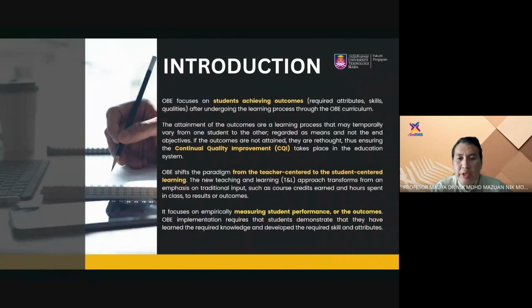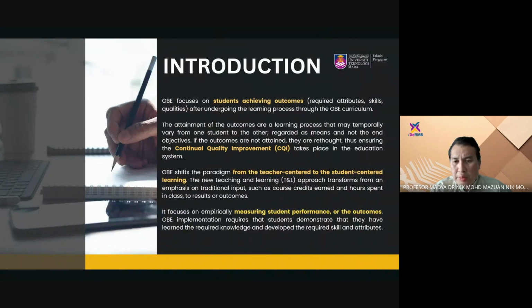Okay. So as I mentioned just now, OBE shifts the paradigm from teacher-centered to student-centered learning. So the new methods in teaching and learning are more on the student rather than us teaching at the front of the class. So that's why we have introduced a lot of other teaching methods. For example, flipped classrooms. We introduce blended learning, online learning. All of these are trying to satisfy the needs of student-centered learning.